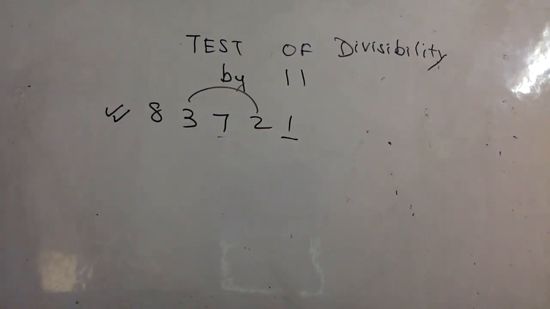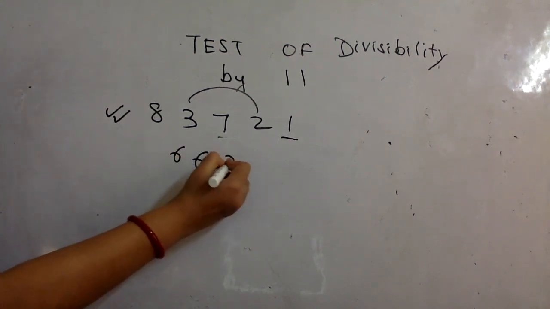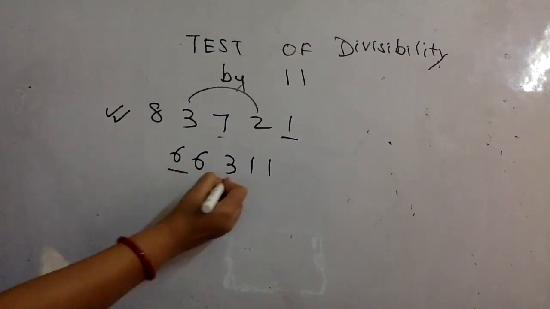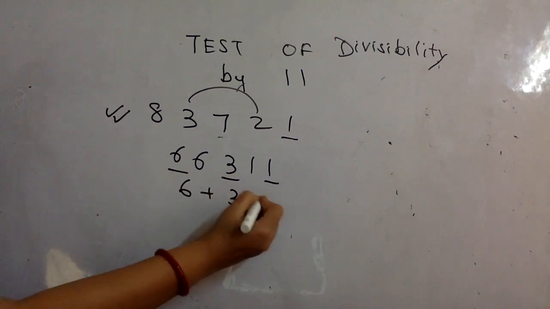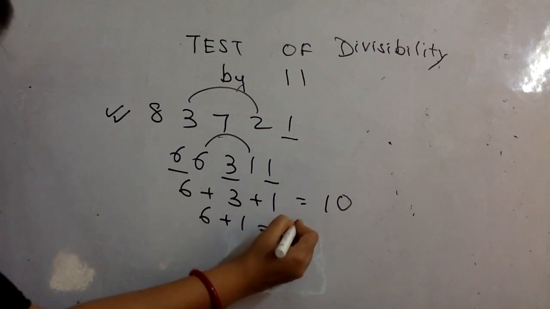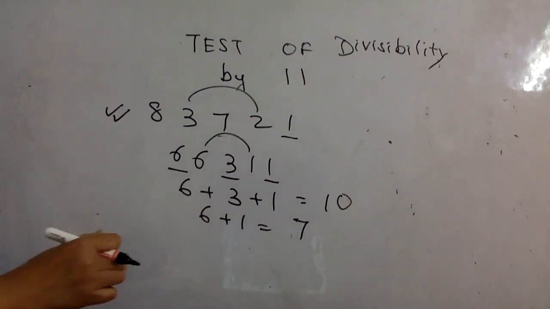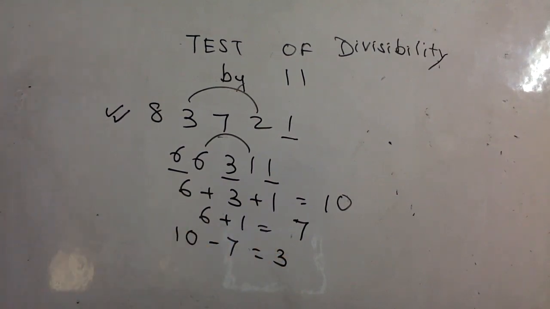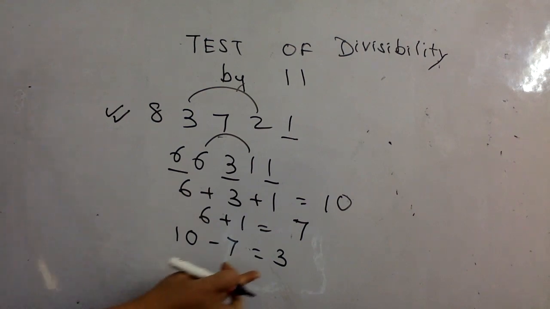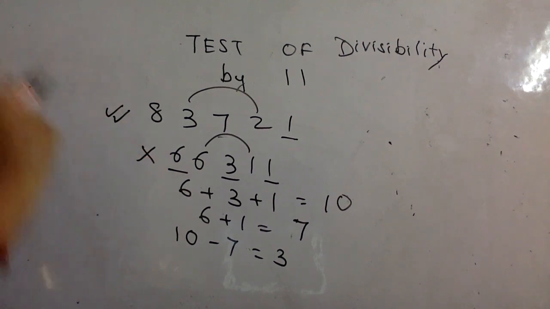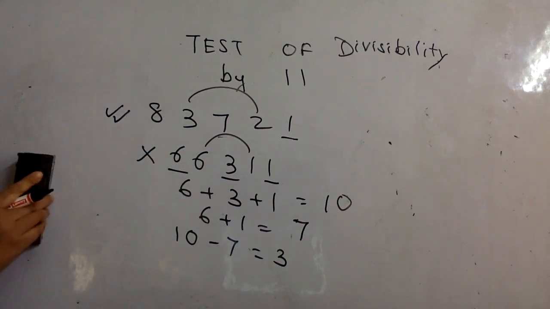Let's take another number quickly, 66311. Let's see. I myself don't know whether it is divisible by 11 or not. Here, I have underlined 6 plus 3 plus 1, that is a 10. 6 plus 1 is a 7. So if I subtract now, 10 minus 7, that is a 3. So 3 is not a multiple of 11, neither is it a 0. Therefore, this number is not divisible by 11.